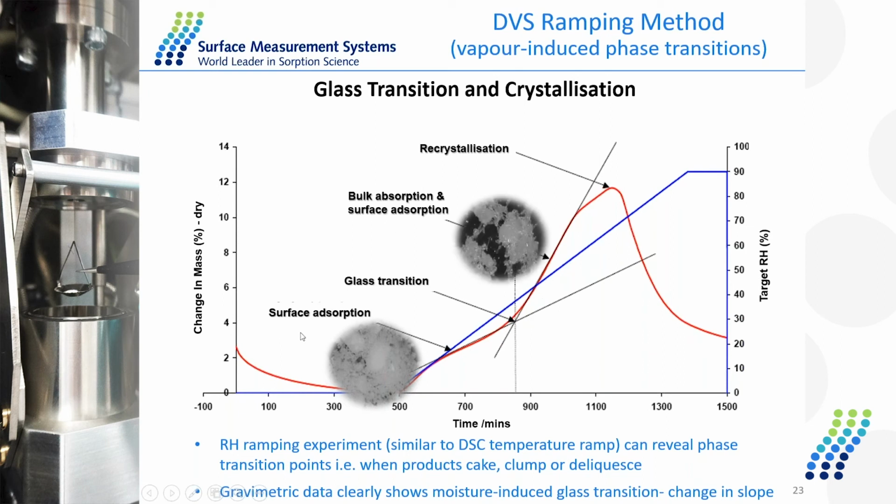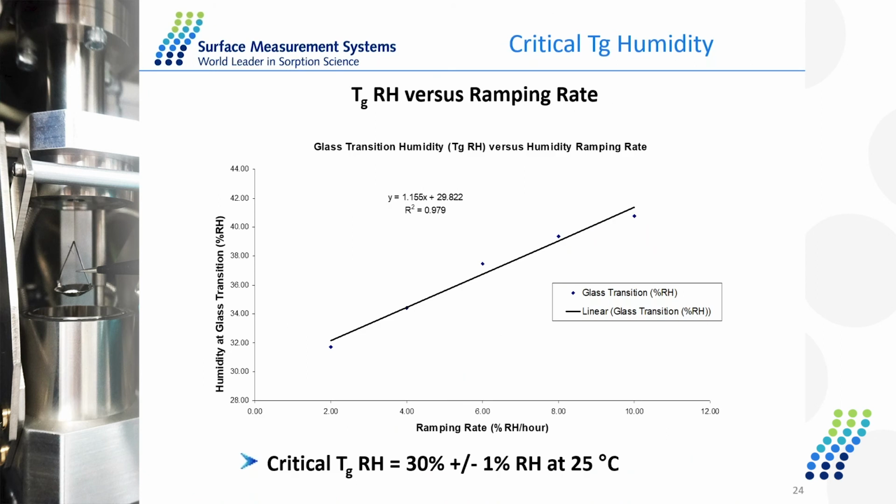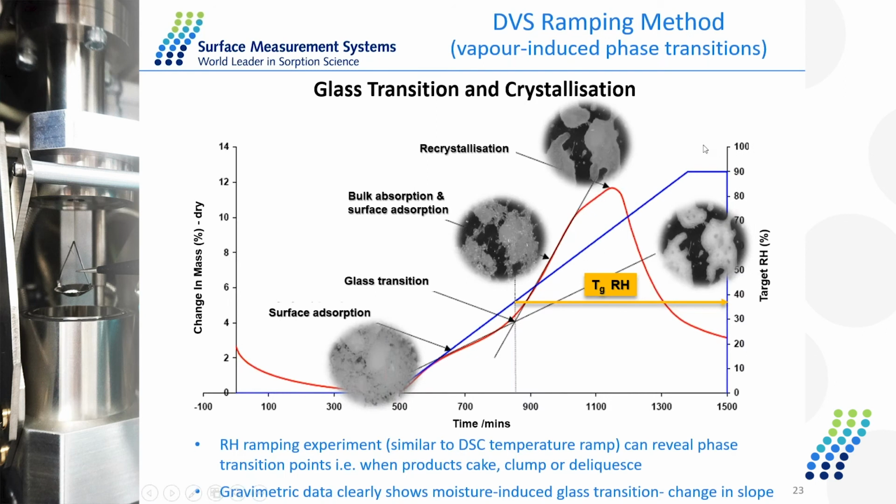And the transformation between the surface sorption and bulk sorption could be regarded as the glass transition. And from the slope here, we could calculate the glass transition humidity for this sample at a certain temperature. And when we keep increasing the humidity, the sample will also go through the crystallization step, where the water uptake will decrease dramatically, which is due to the crystalline state having a smaller surface area as well as less sorption capacity. So that's the ramping experiment result at a certain ramping rate.